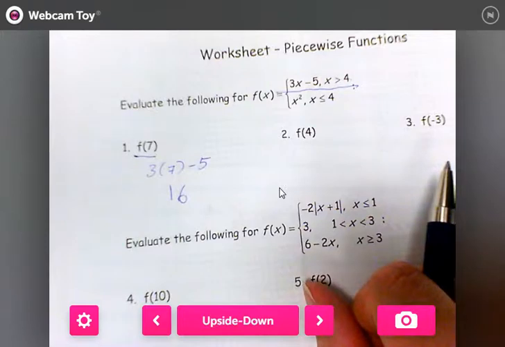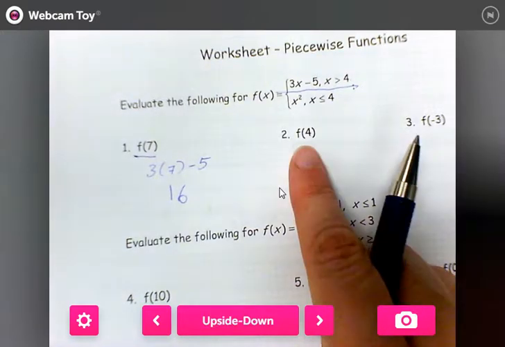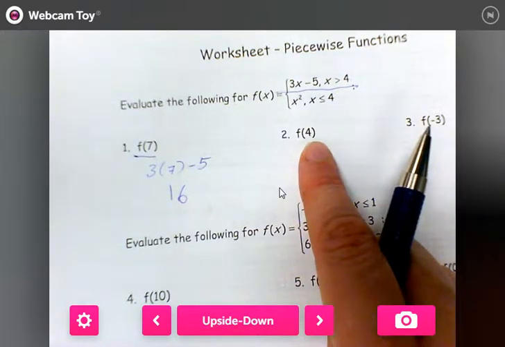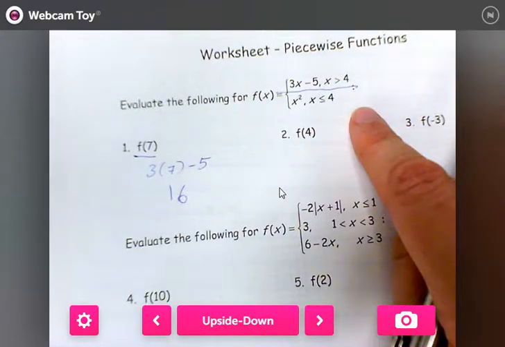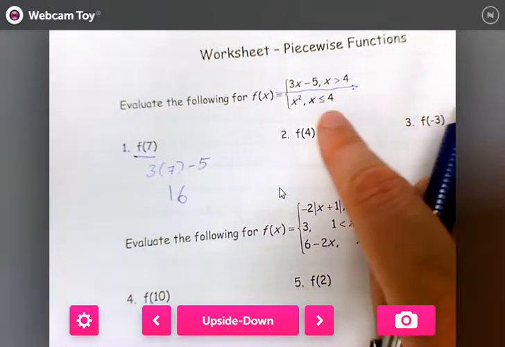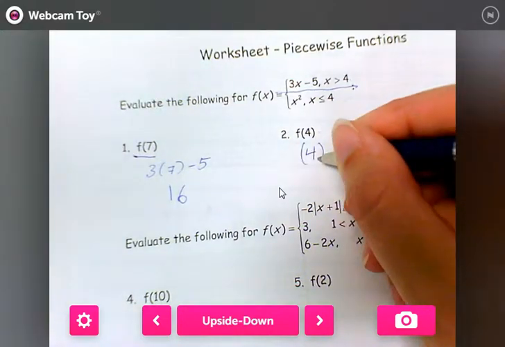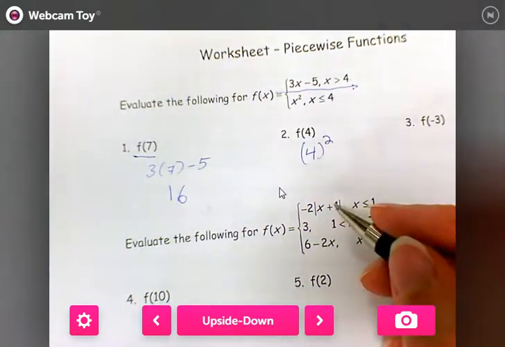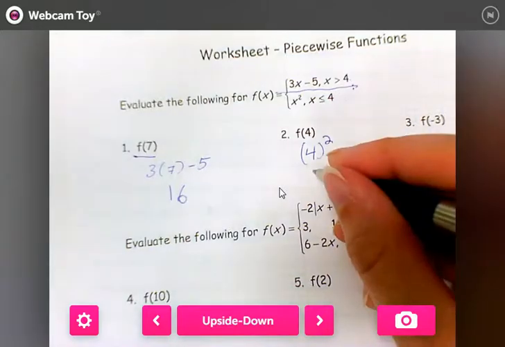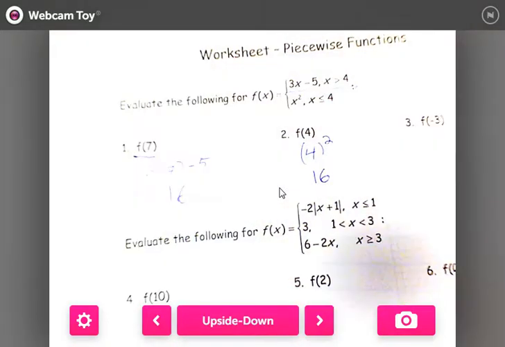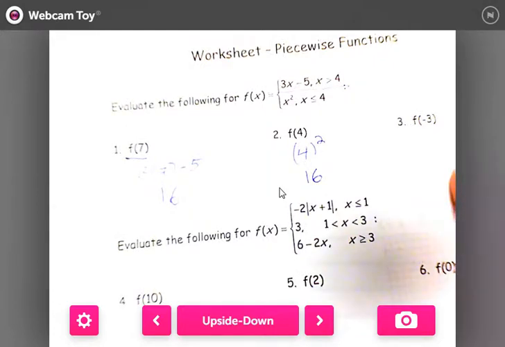Okay? All right. So it says f of 4. What does that go in, the top one or the bottom one? Bottom. Bottom one, because that has that equal to, right? So we're going to go 4 squared. What's 4 squared? 4 times 4 is 16. Okay? I get so many mistakes with squareds. Wait, are all these 16? No.